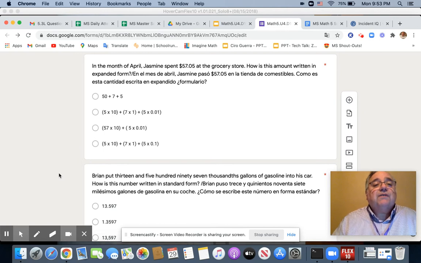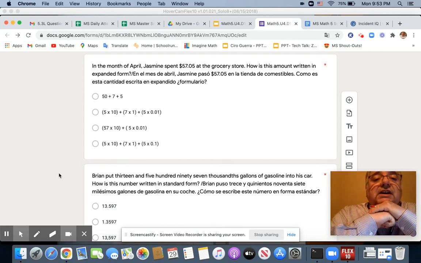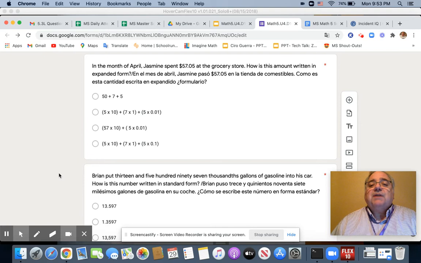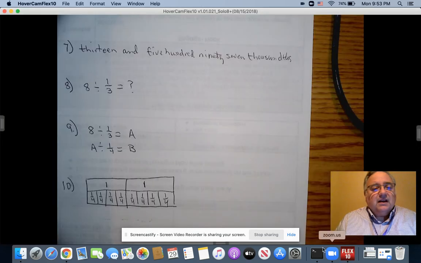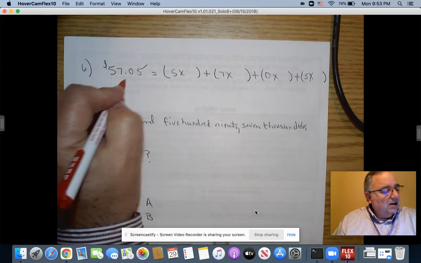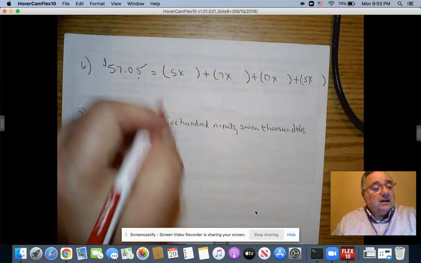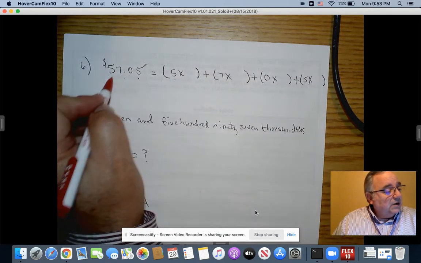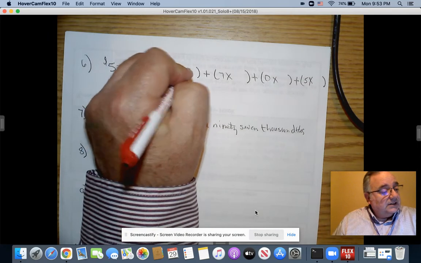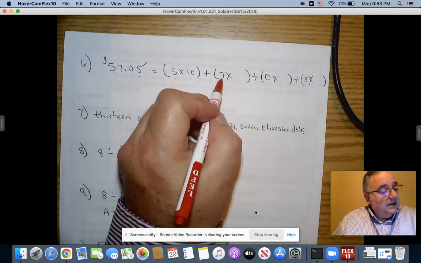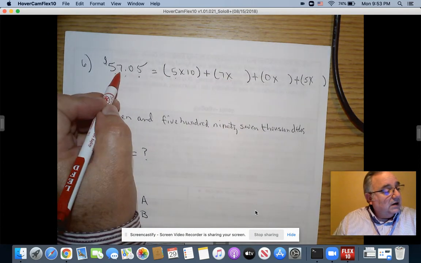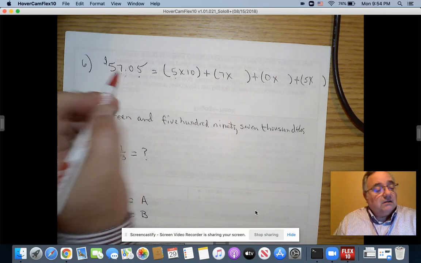All right, so number 5. In the month of April, Jasmine spent $57.05 at the grocery store. How is this amount written in expanded form? Well, let's look at this. I have $57.05. So if I'm going to expand it, I'm going to take 5 times what equals 50? Well, that's 10. And 7 times what equals 7? 1.